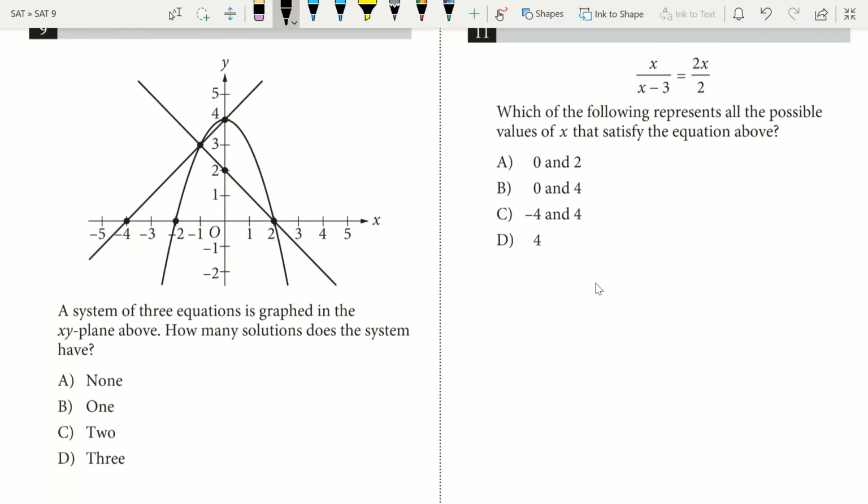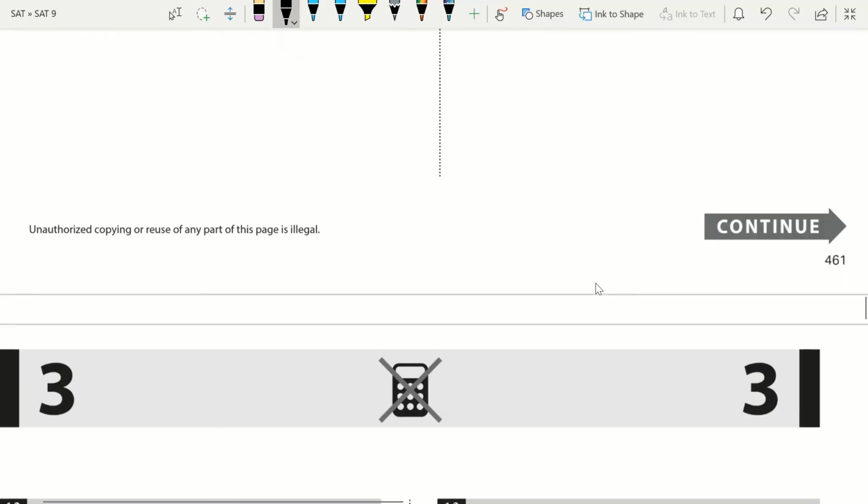All right. A system of 3 equations is graphed in the xy plane. How many solutions does the system have? Well, the solution is going to be where all 3 graphs intersect. That only occurs right there where that circle is. That's one time. My answer is going to be B.